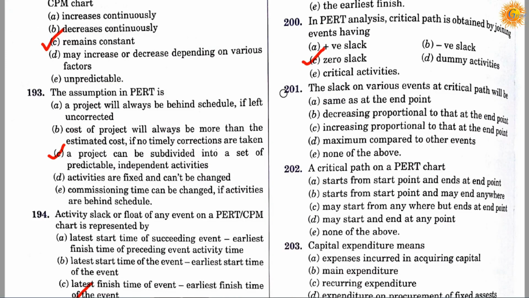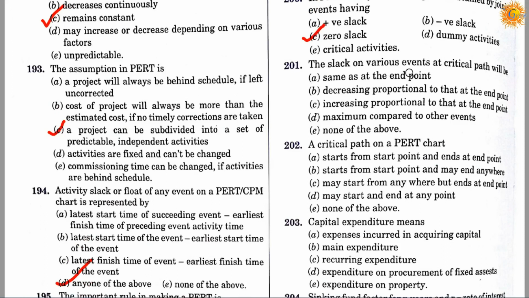Question number 201. The slack on various events at the critical path will be: option A, the same as at the endpoint; option B, decreasing proportional to that at the endpoint; option C, increasing proportional to that at the endpoint; option D, maximum compared to other events; option E, none of the above. So correct answer is A, the slack on various events at the critical path will be the same as at the endpoint.